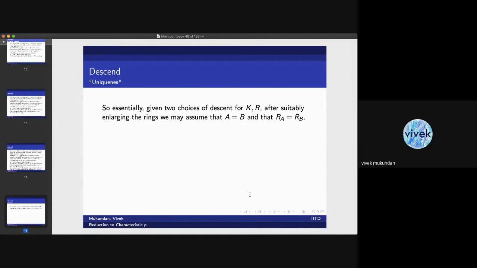So essentially, given two choices of descent, you can enlarge the ring and make sure that the descent will be the same algebra.